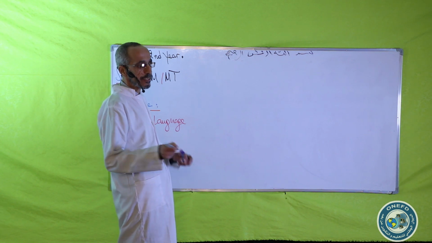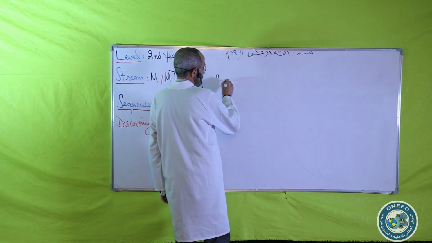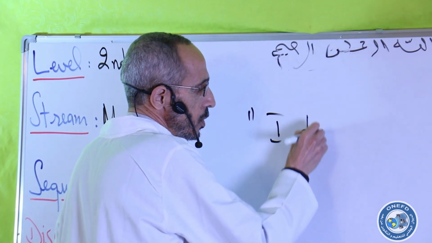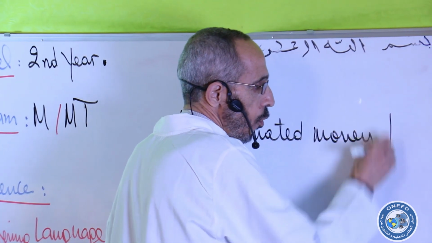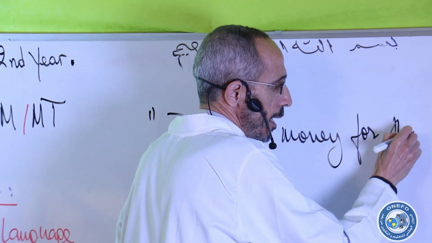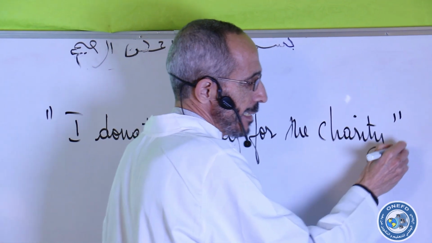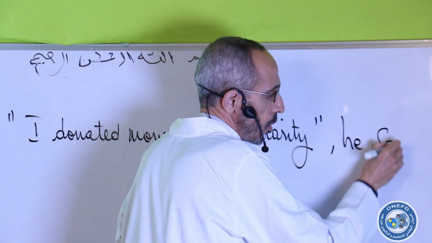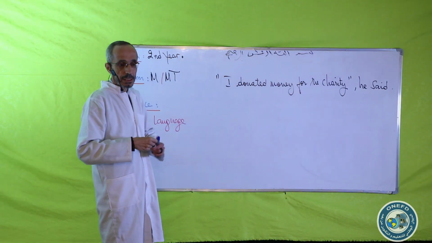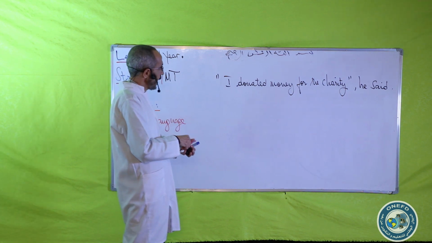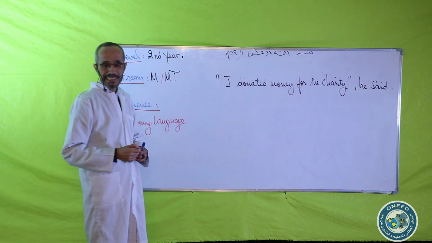First, let's read the following sentence. I donated money for the charity, he said. What type is this sentence? Of course, it's a direct speech sentence. How many parts are there in this sentence?